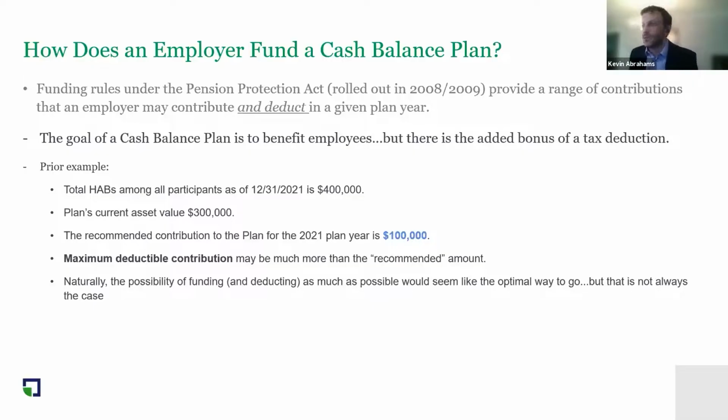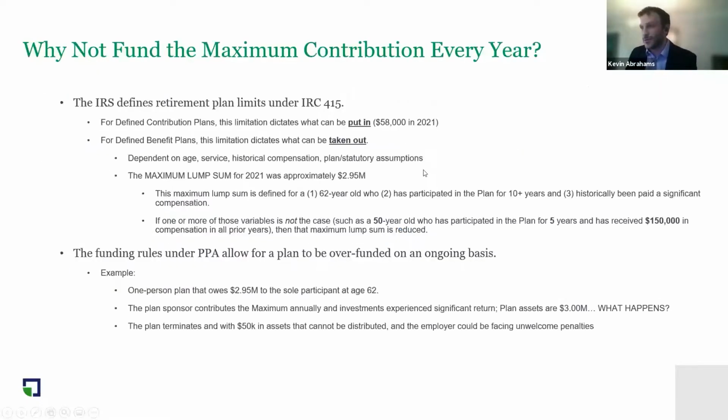So in that prior example, the recommended amount, the assets versus the liabilities, is 100,000 for that year. However, the maximum, like I said, could be way higher than that recommended amount based on how our back house calculations work out. So the natural question begs, why wouldn't I just fund the maximum every year? It's within the calculated range. It's fully deductible. What's the catch? Obviously, we want the investments to grow. I'm just going to keep throwing money in as much as I can. But that's not always the goal.